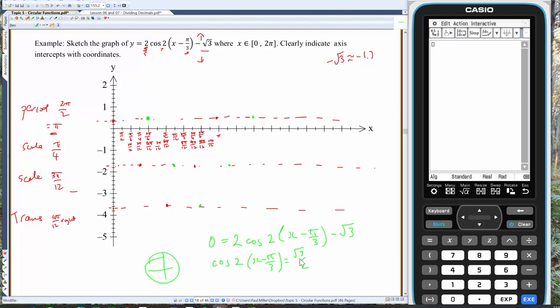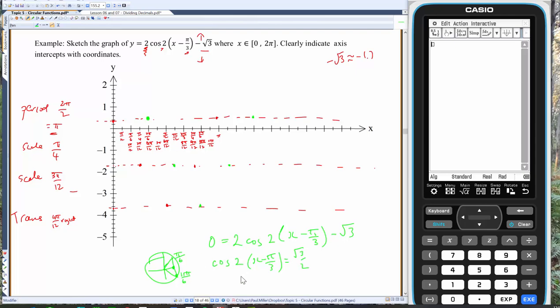Okay, so when is cosine root 3 on 2? I just know that the cosine of 30 is root 3 on 2. That's going to be pi on 6, and it's going to be here as well. So they're the two spots where it hits the root 3 on 2. So that's going to be 11 pi on 6.